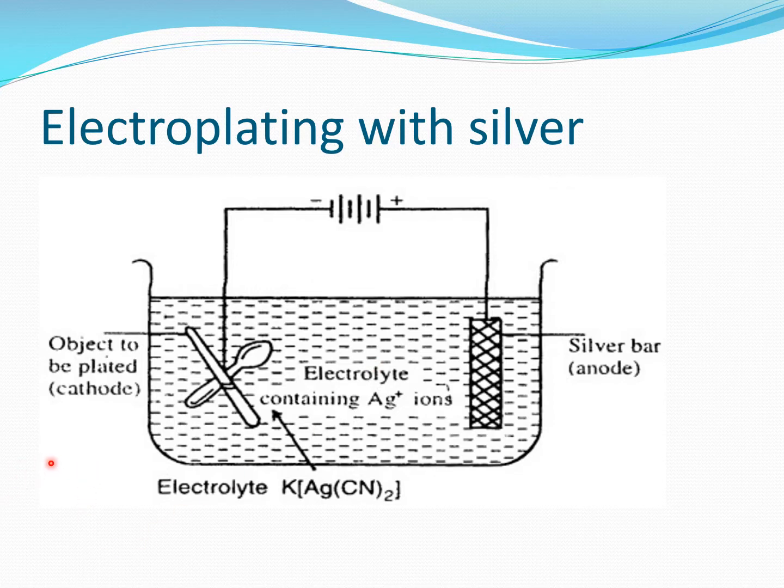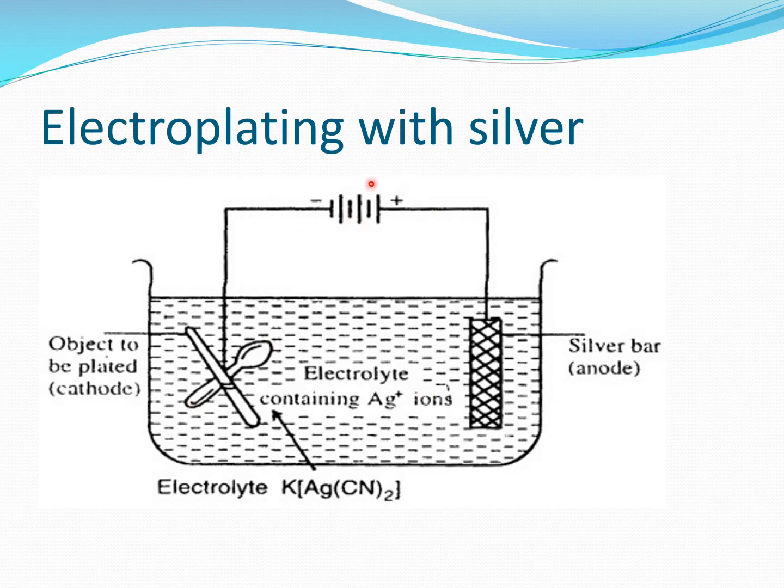The electrolytic bath used for electroplating with silver is shown in this diagram. This is an electrolytic bath containing electrolyte potassium argentocyanide. There is one pure silver bar electrode which is made as anode, and the article which is to be electroplated, here in this case an iron spoon, is made to act as cathode.